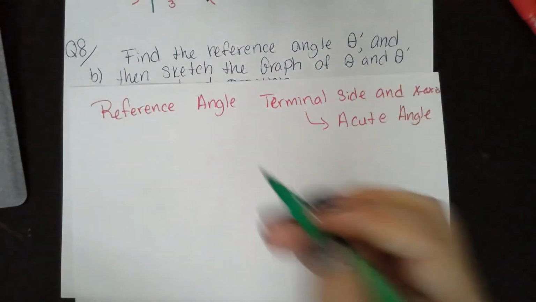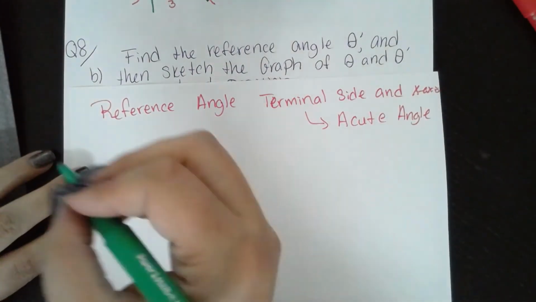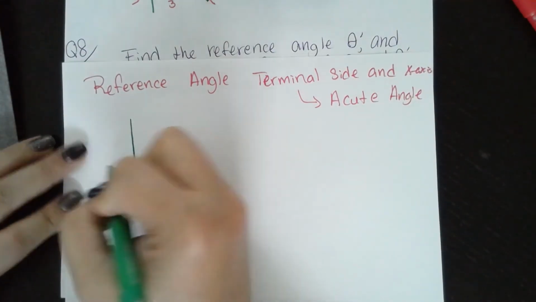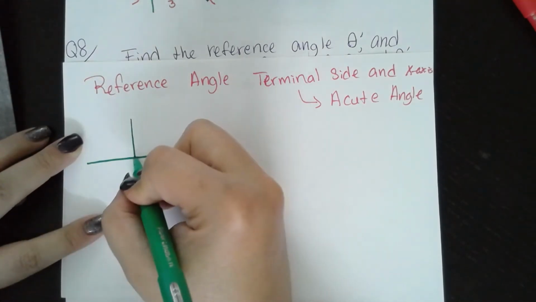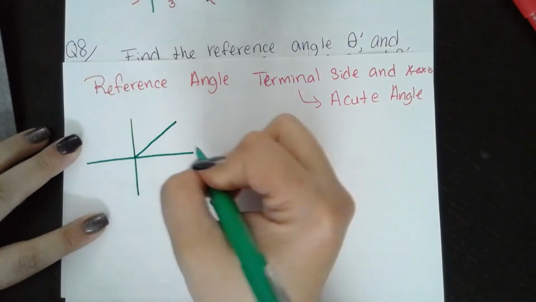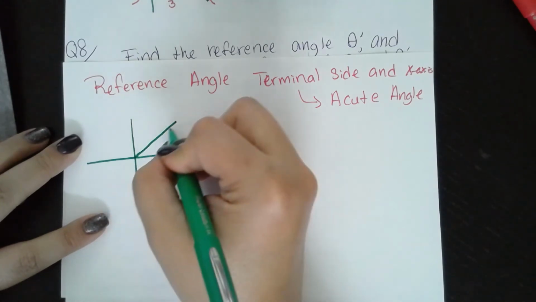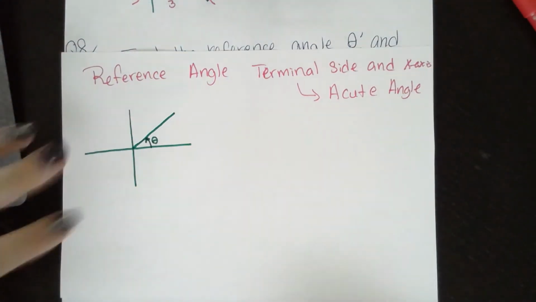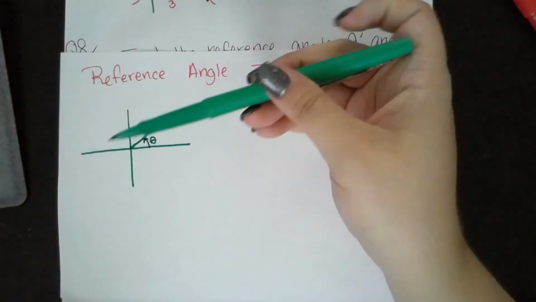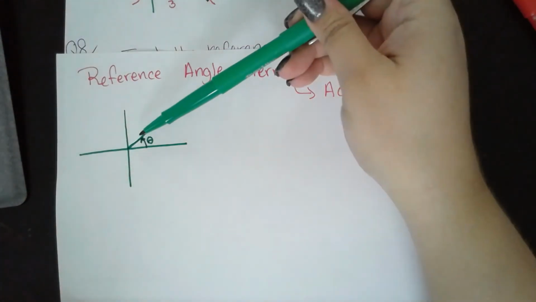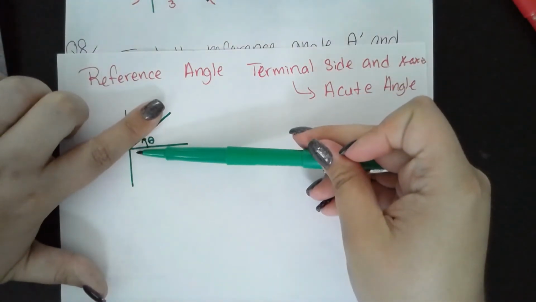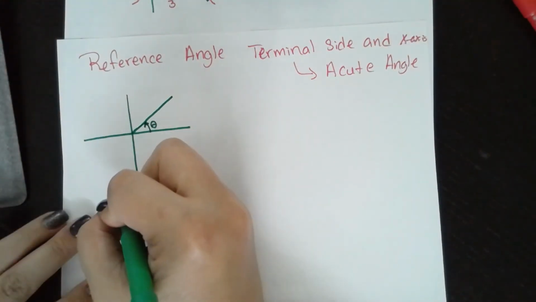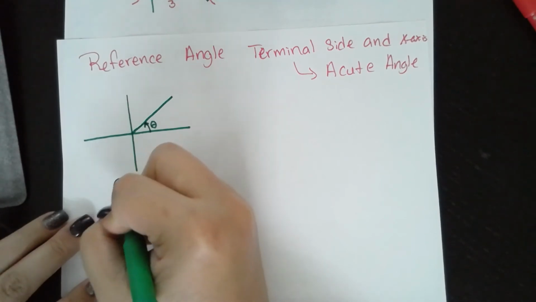So it's the acute angle formed with the terminal side and the x-axis. There's a couple of different angles that we're talking about. When we're in standard position, we go from the x-axis to the terminal side. This would be the terminal side. So here's the angle that we're talking about, that's theta. The reference angle is the acute angle formed by the terminal side and the x-axis. Your rules are going to change depending on the quadrant that you're in. So, sorry, I'm going to write it up here.